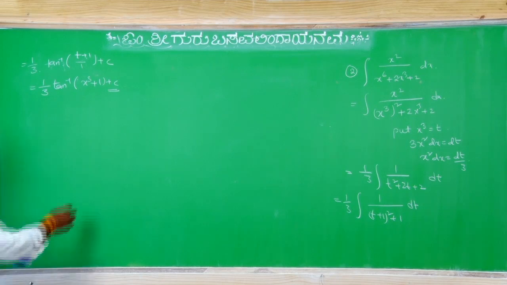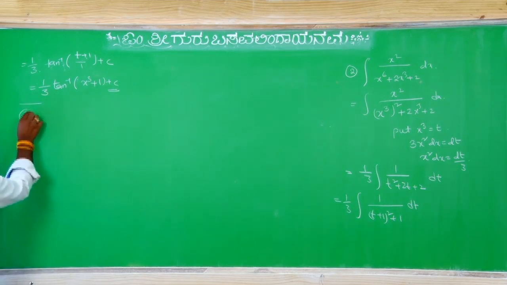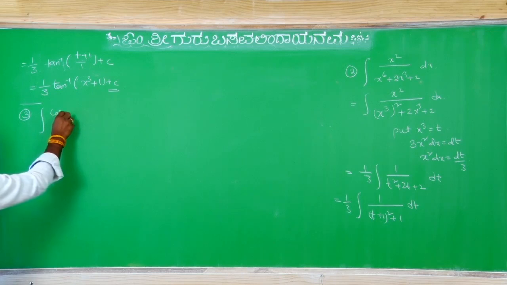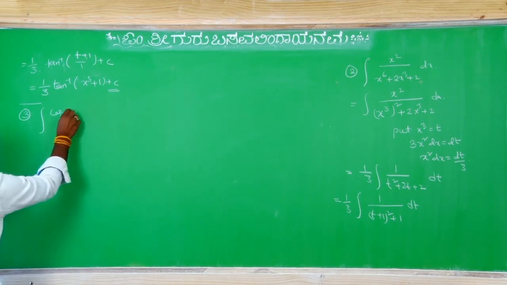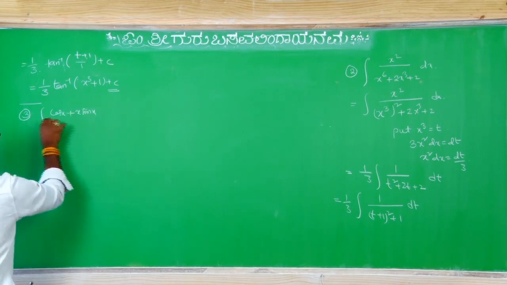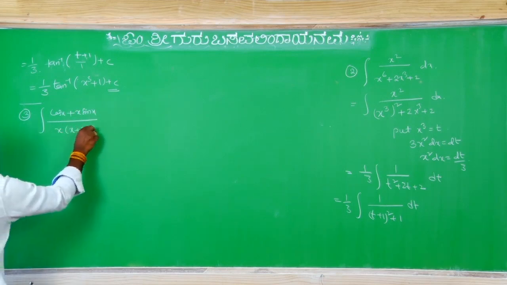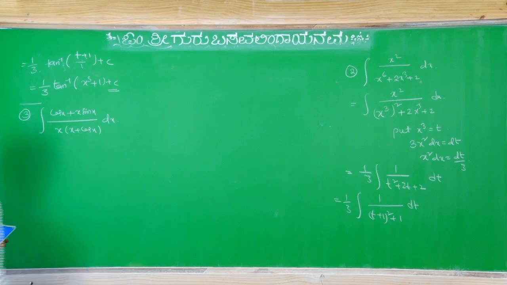Next, third problem: integration of cos x plus x sin x divided by x into x plus cos x dx. All these are different problems. So how to do it, once you think?